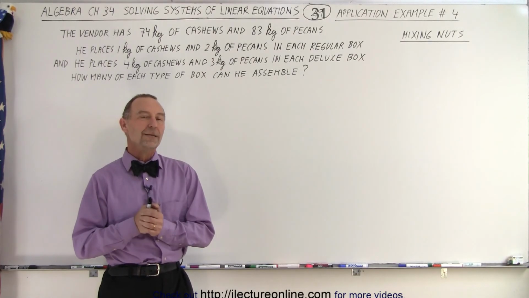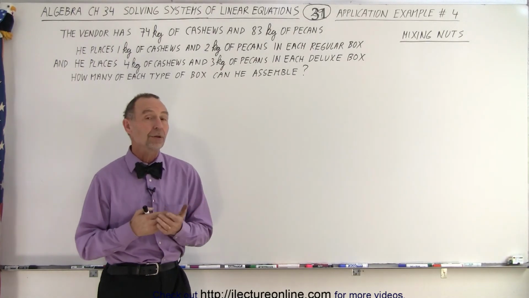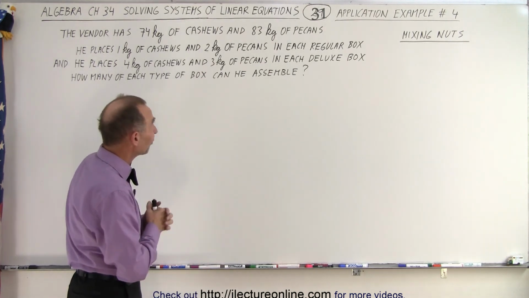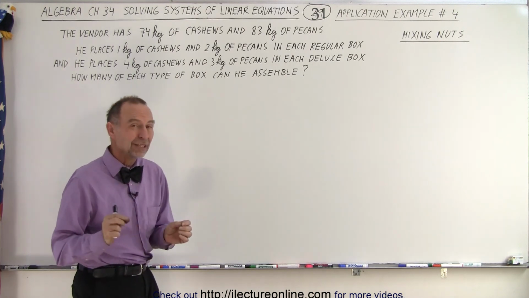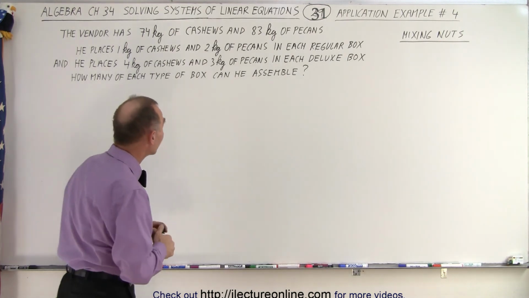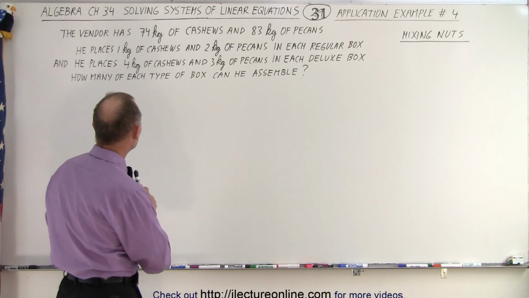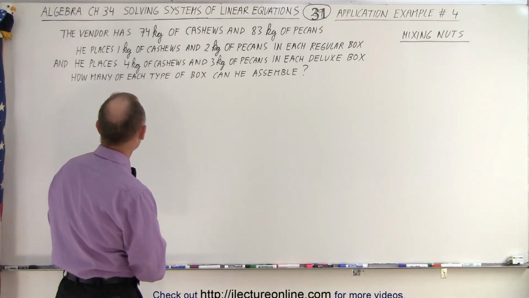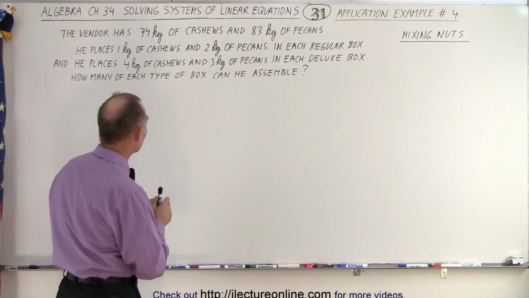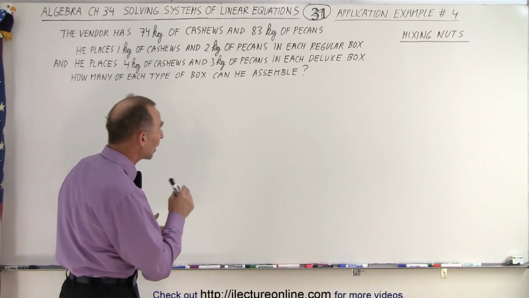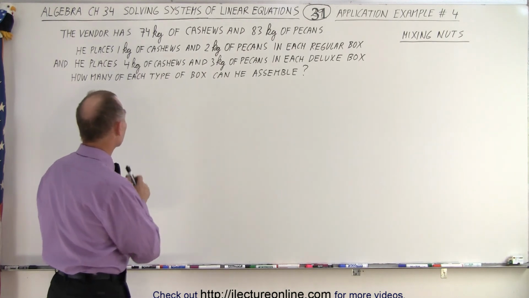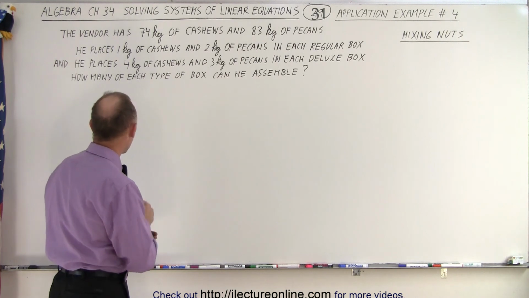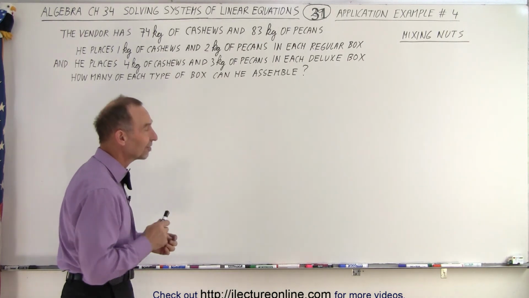Welcome to our lecture online, and here we have one more example of how to do an application type problem for systems of linear equations, because we're going to be dealing with two variables, and here is the problem. The vendor has 74 kilograms of cashews and 83 kilograms of pecans. He places 1 kilogram of cashews and 2 kilograms of pecans in each regular box, and he places 4 kilograms of cashews and 3 kilograms of pecans in each deluxe box. How many of each type of box can he assemble?